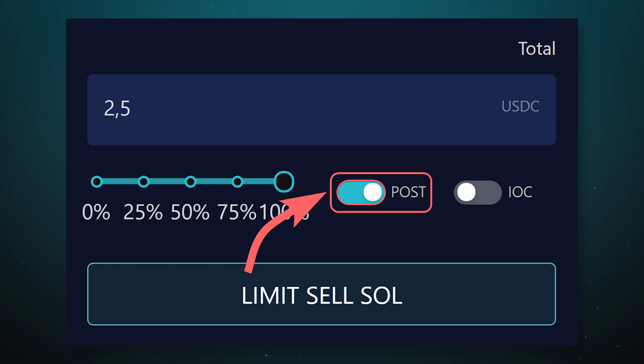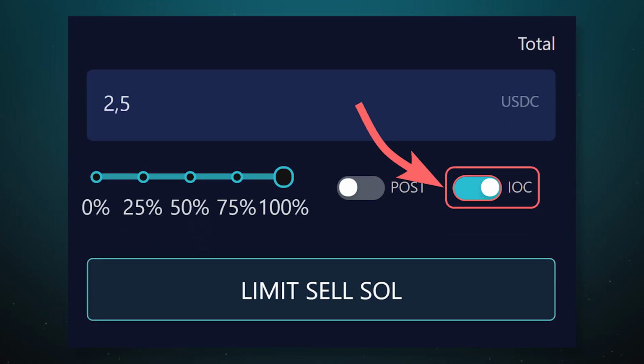By using the post option, if a large buy or sell request is placed, it will be executed only after it has been fully added to the order book. And thanks to the IOC option, if your order is partially executed when the specified price is reached, the unexecuted part of it will be cancelled and returned to your balance.